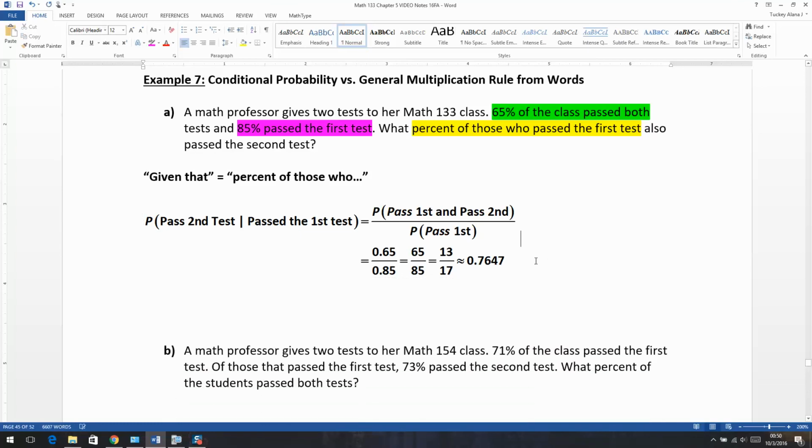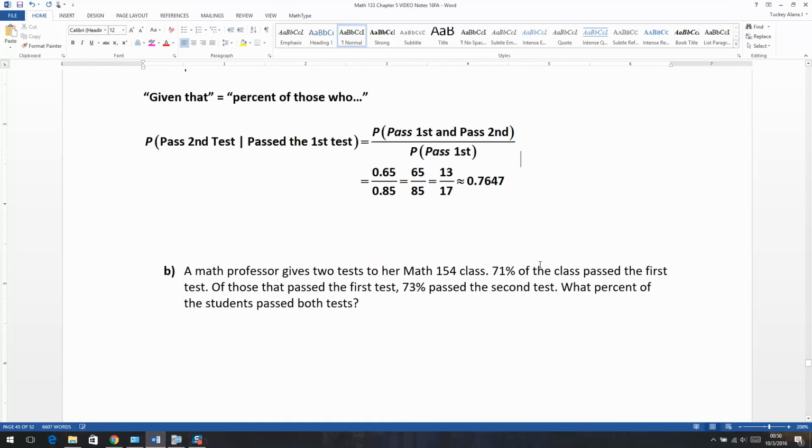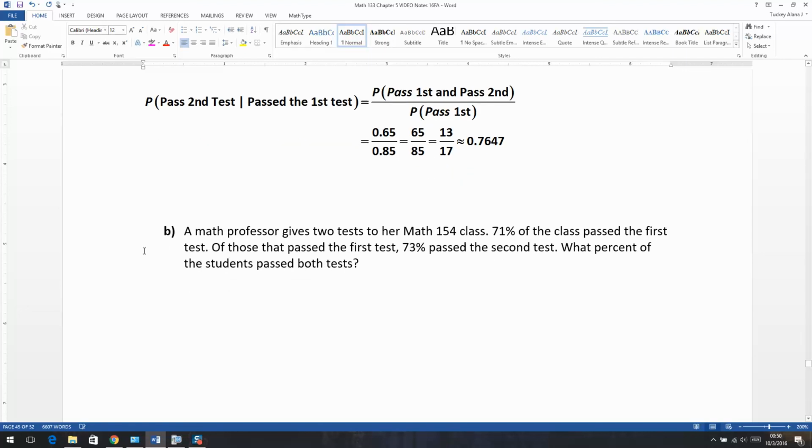All right. Now, a math professor gives 2 tests to her Math 154 class. 71% of the students passed the first test. Of those that passed the first test, 73% passed the second test. What percent of the students passed both tests?